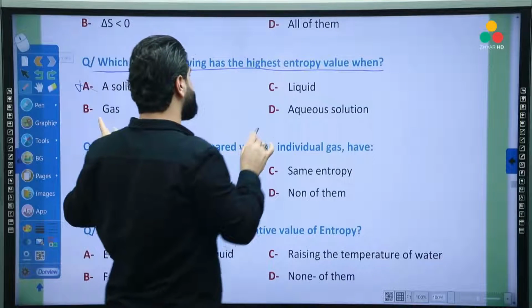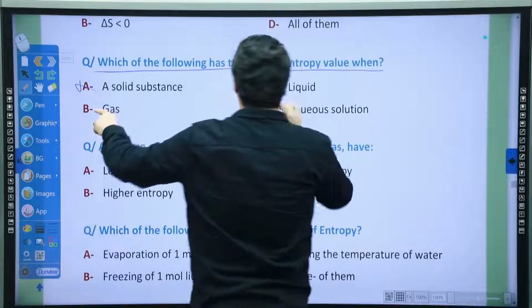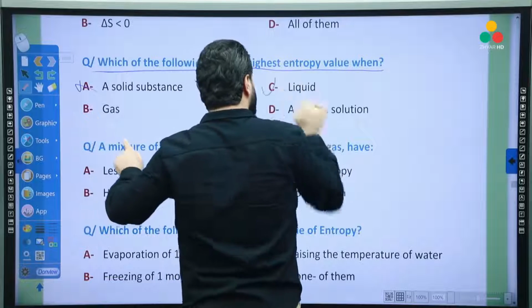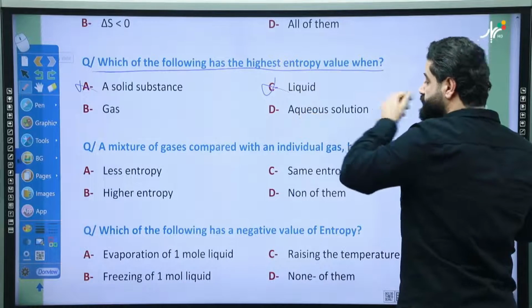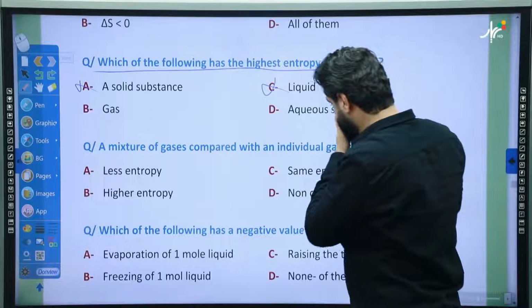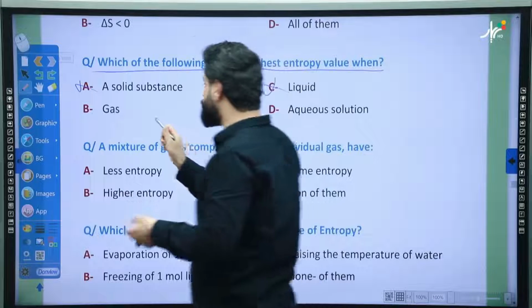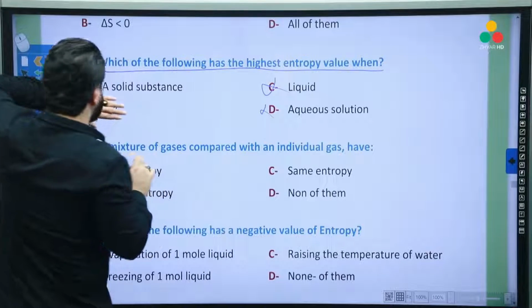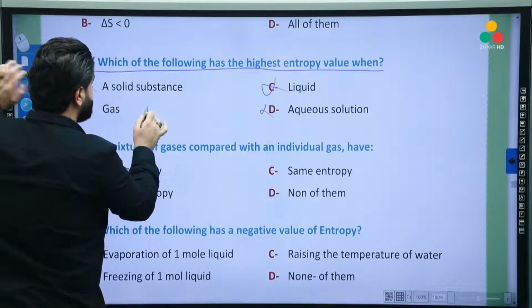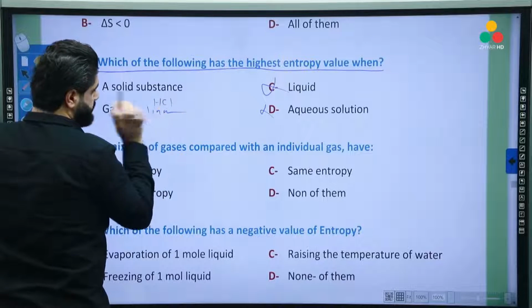Now, answer B with C. Gas to liquid. Of course, again, gas wins. So go out, liquid. And now gas with aqueous solution. Aqueous solution is liquid also. So gas has more entropy. So let's take that. But if we don't have gas and here we have another liquid, for example, HCl liquid.